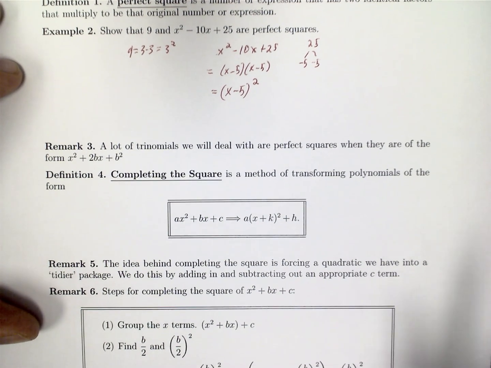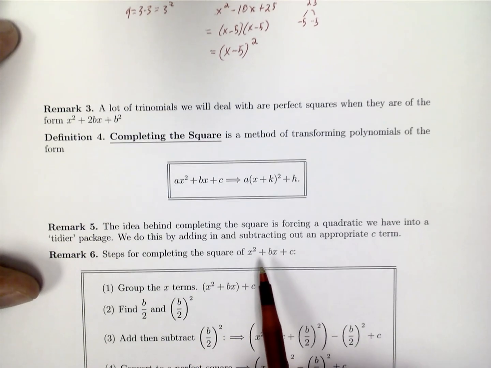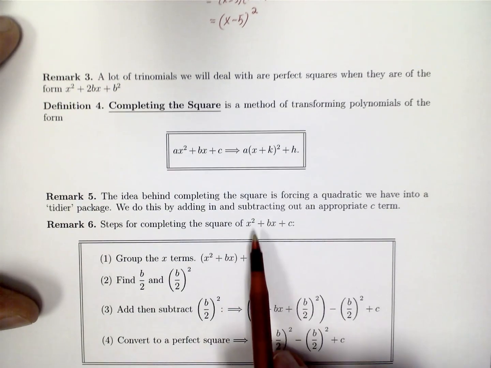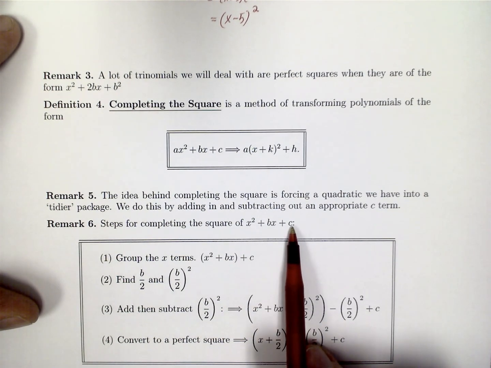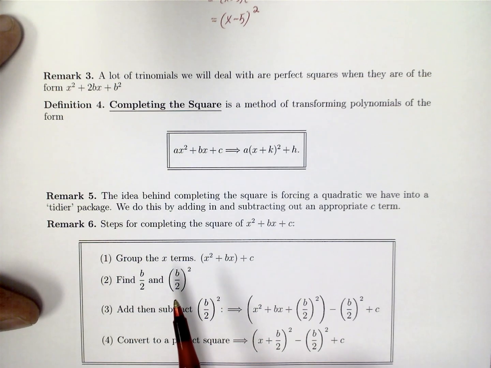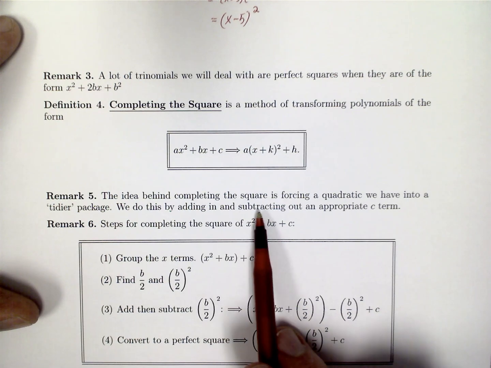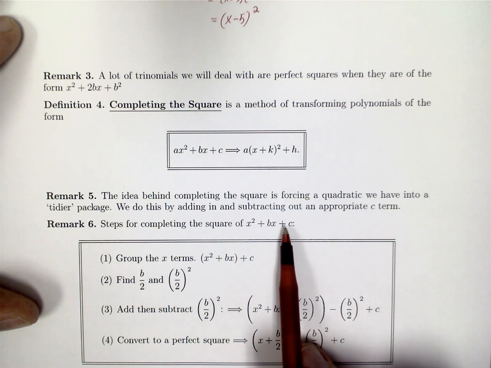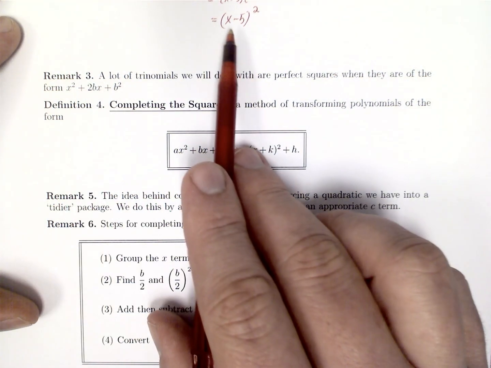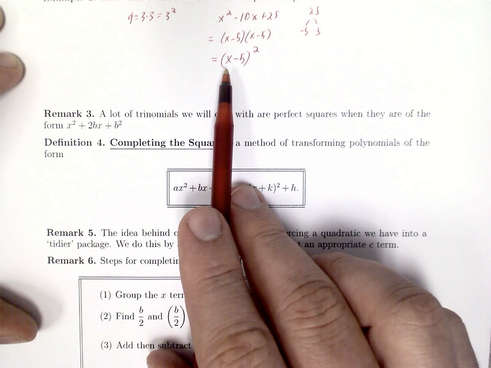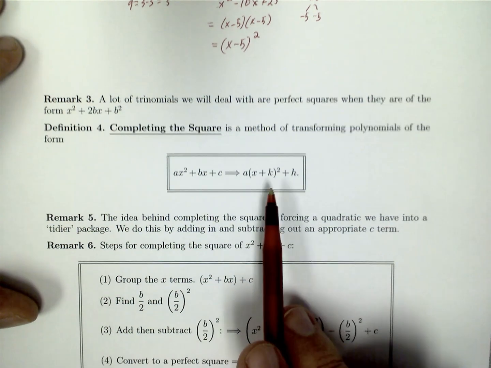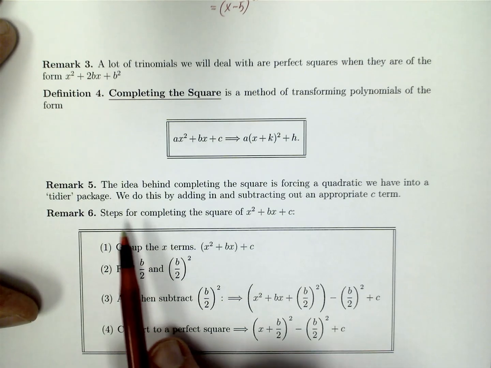So what do we actually have to do? Well, if we see a polynomial of this form, x squared plus bx plus c, we're going to try to force this to be a complete square. We're going to try to do this by adding and subtracting out the appropriate c term such that it collapses like the one up here. And there might be a little bit left over. So how do we do this?